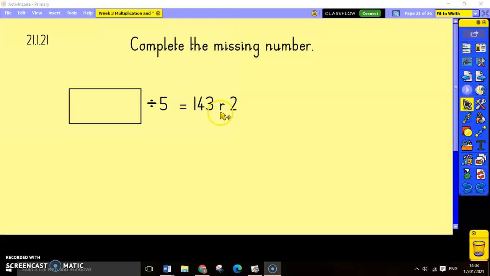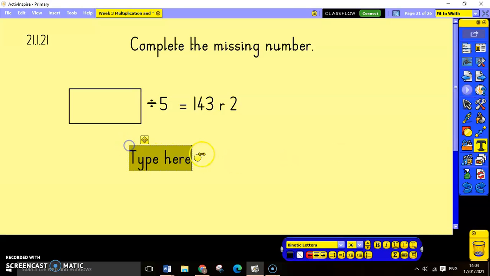Now the problem here is we've got a remainder of 2. So I'm not sure how to solve this really, but what I'm going to do first is think about if my answer was just 143, to check I would multiply that by 5 and that would give me my total. So that's going to be my starting point.